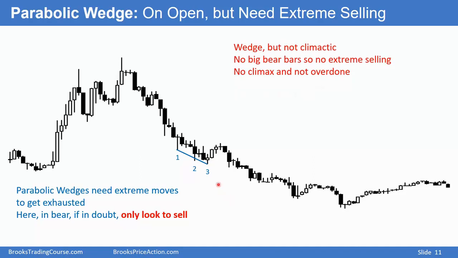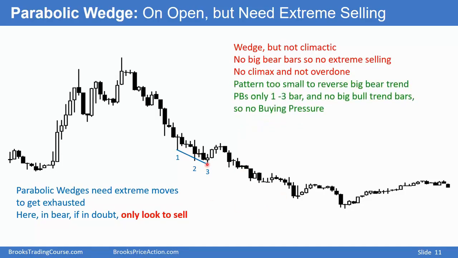This is more likely a small pullback bear trend than a climactic wedge bottom. No big bear bars, no extreme selling, no climax. It's not yet overdone, and therefore the trend can go down much further. Again, the pattern is just too small to reverse a big bear trend like this, and the channel is too tight. Probably the best the bulls can get is a bounce, and then the bears will get trend resumption down.